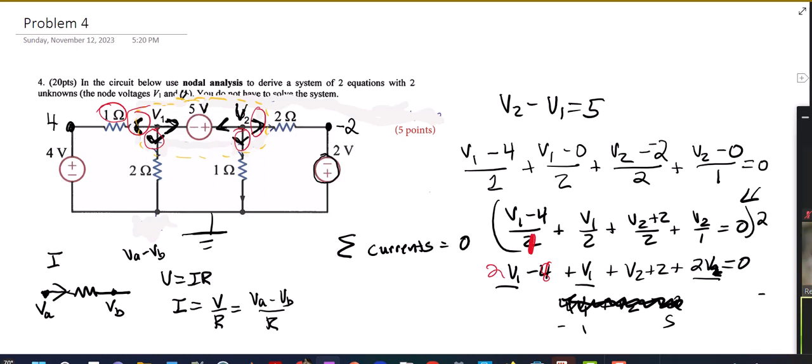Okay, so that'd be V1 minus 4 over 1, and then V1 over 2. Oh, I see what it was. I misread my handwriting right here. That was supposed to be a 1. And then V2 over 1 is this one. And V2 minus negative 2 over 2 for this one. And so that's this equation. And then my other equation is I take the voltage on the plus side, which is V2, minus the voltage on the minus side, which is V1. And that's going to equal the voltage as labeled on the voltage source.